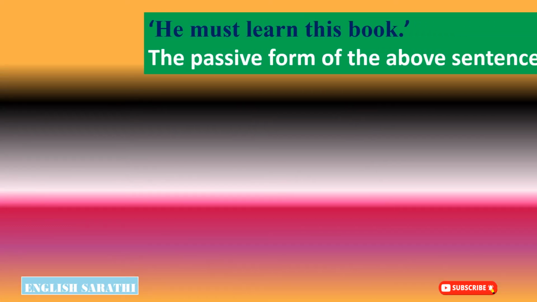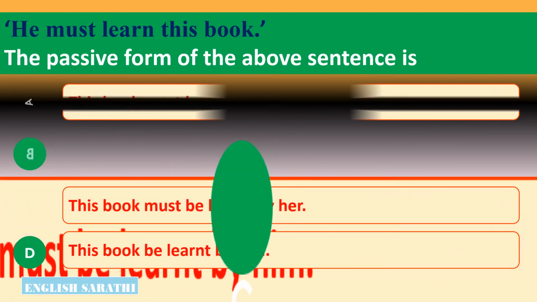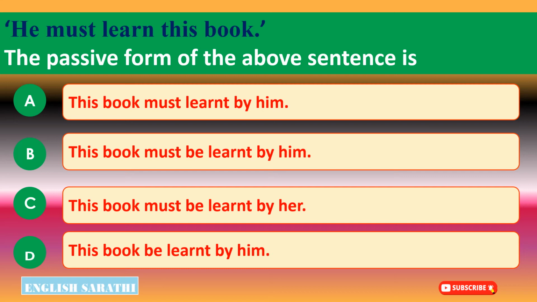He must learn this book. The passive form of the above sentence is. Look at the following options. Option A. This book must learned by him. Option B. This book must be learned by him. Option C. This book must be learned by her. Option D. This book be learned by him. The correct option is option B. This book must be learned by him.